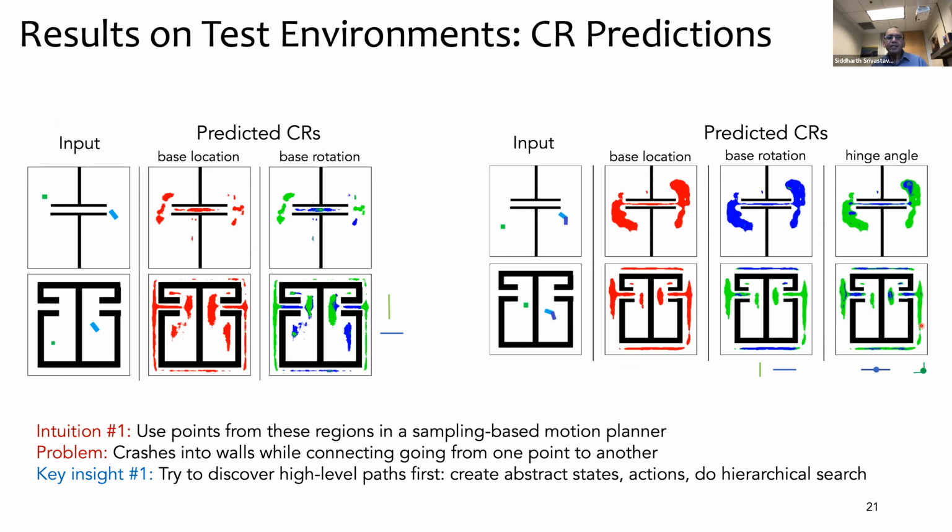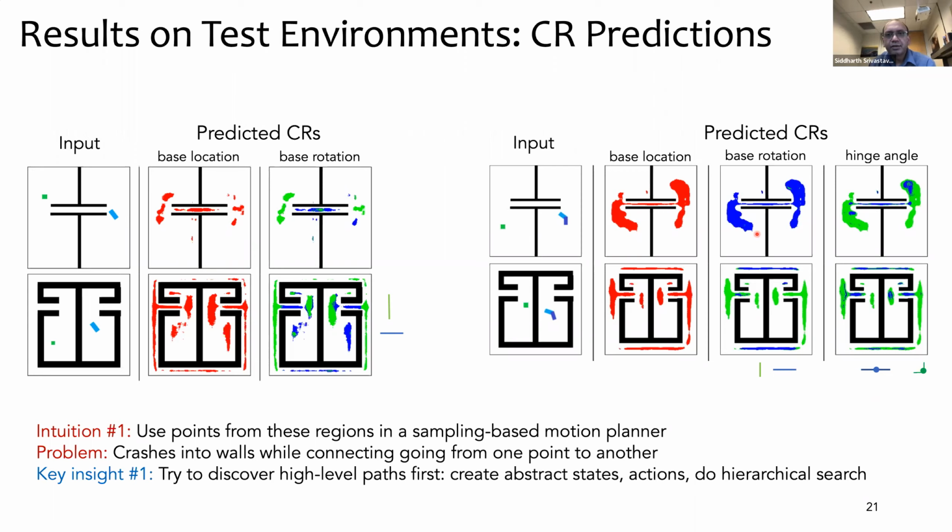So when we saw these results, the first thing we thought of doing was to say that we have sampling-based motion planners already. What we're going to do is take points from these critical regions and tell the motion planner to try to get to them. And unfortunately, that doesn't work, because when it tries to go from a point here, for instance, to a point here, it just crashes into the wall. So that doesn't work very well. So what we thought was, okay, we need to give it a little bit of a look ahead. So what we should be doing really is to discover high-level paths and then try to refine them. Or in other words, we should be doing some hierarchical search.